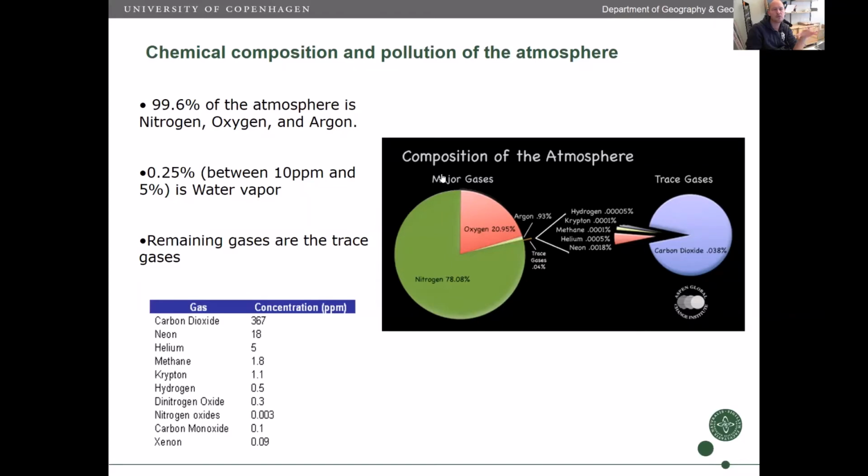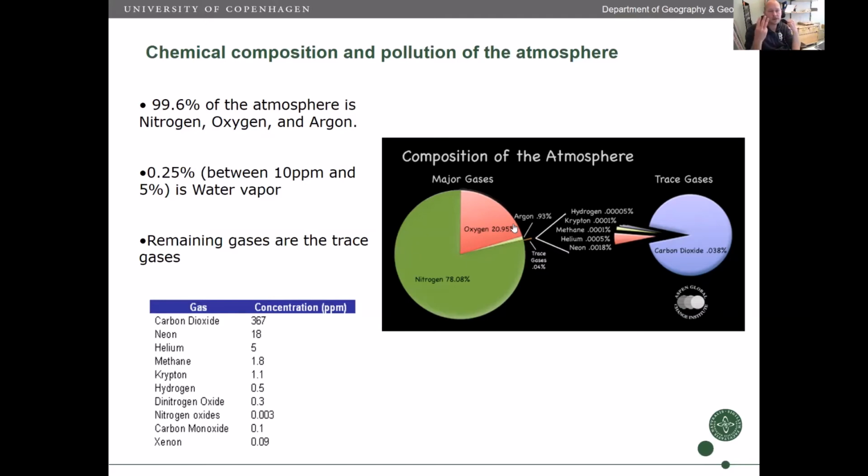So what does the atmosphere contain then? What is the actual chemical composition of the atmosphere? Almost all of the atmosphere is three different elements. We have nitrogen, 78%, oxygen, 21%, and argon, about 1%.